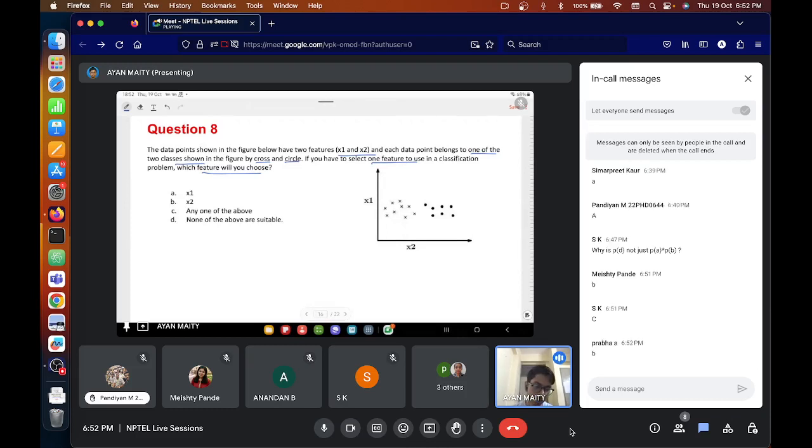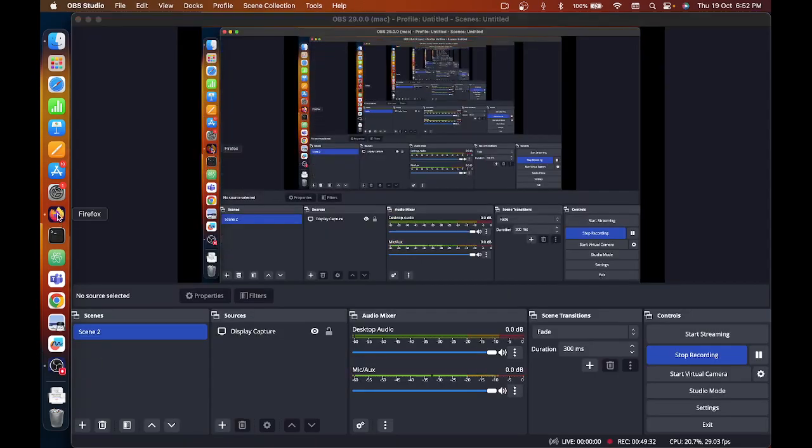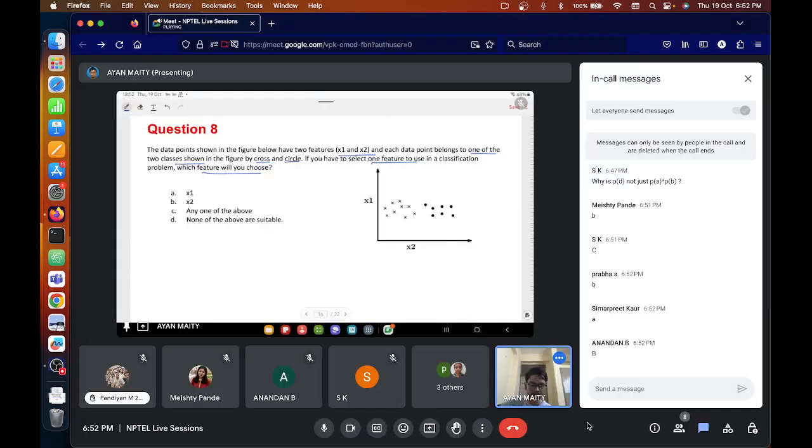Mishti Pandey says B, SK says C, and Prabha says B. Simaprit Kaur says A and Anandan says B.